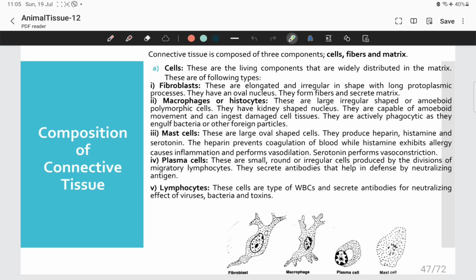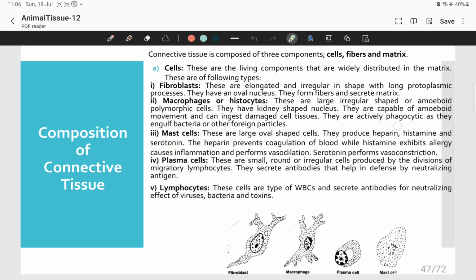The next cell we have is the mast cell. Mast cells are also large cells with an oval-shaped nucleus. They produce various chemicals like heparin, histamine, and serotonin. Each chemical has a function.